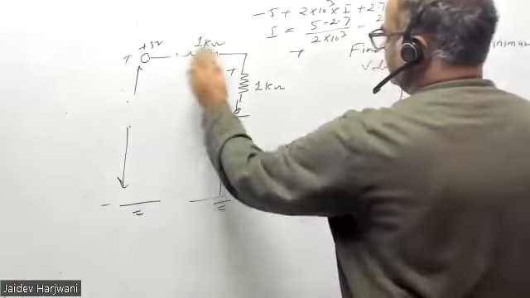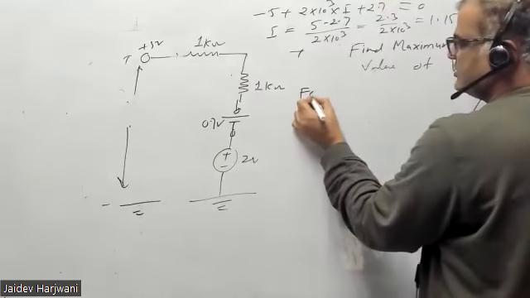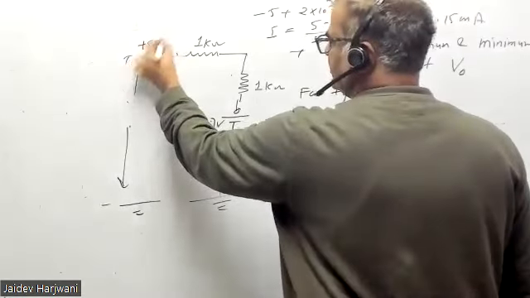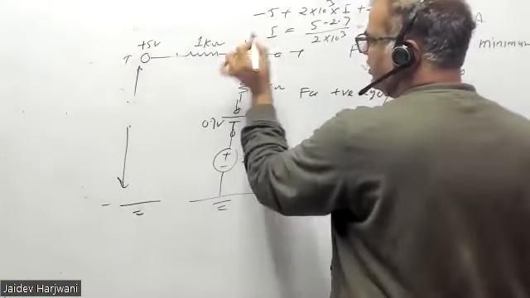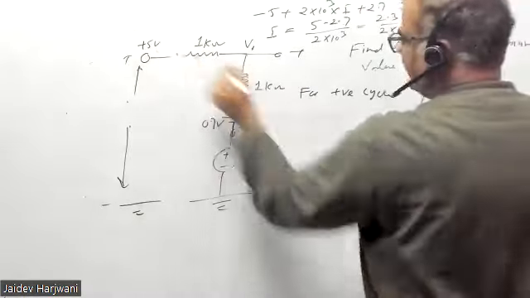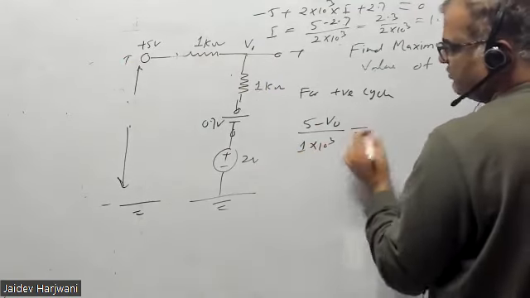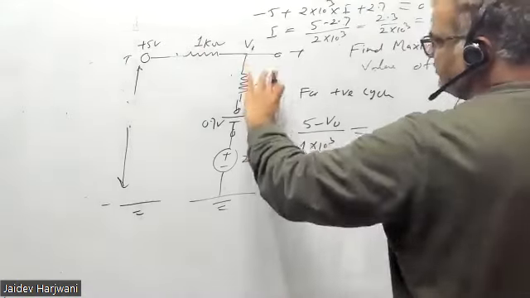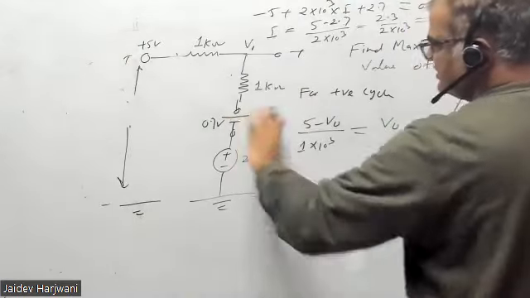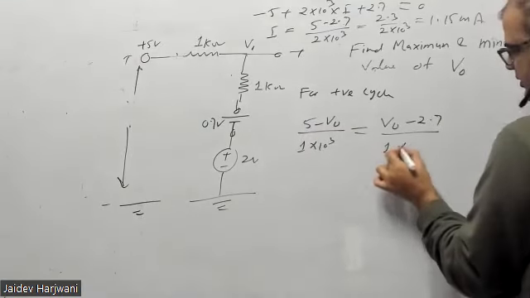So you can understand this problem in this way. Sir, what was the minimum output? First we are solving for the positive cycle. You can say the maximum value is 5 volt, and say this is my V naught. I want to find V naught when this is maximum. So the current is 5 minus V naught upon 1 kilo ohm. This will be equal to V naught minus 2.7 divided by 1 kilo ohm.